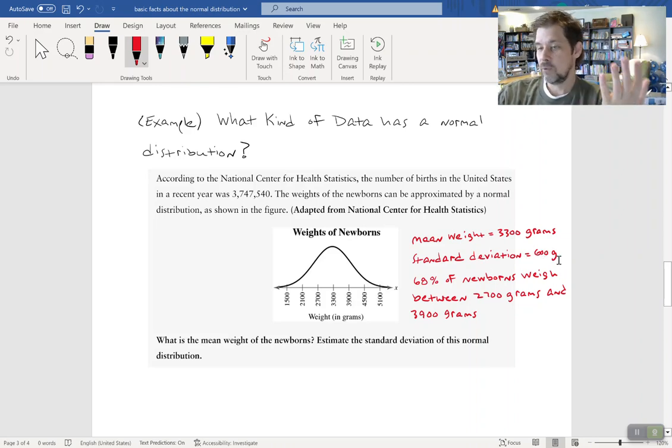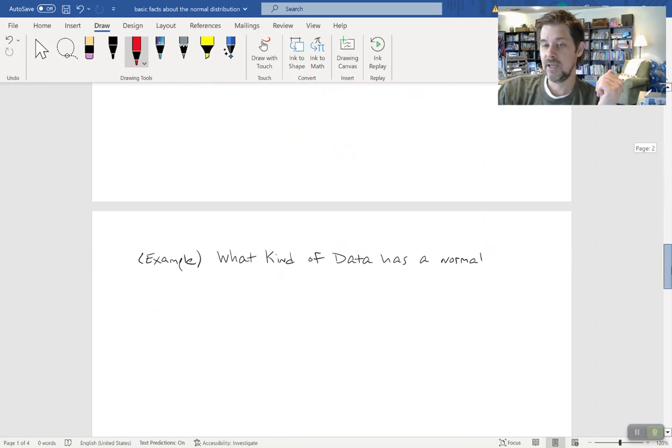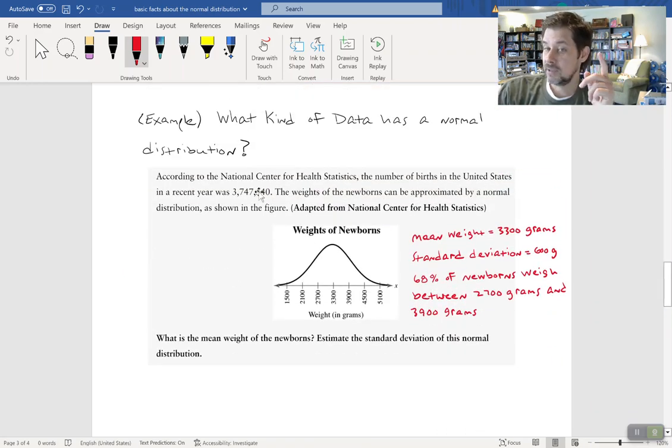Now, what other inference could we make about that? Well, there are these other percentages on the spread of the data. We could say 68% of the curve or the data is within 1 standard deviation of the mean, 95% within 2, 99.7% within 3. So I'll just take that first one, 68%. I could say 68% of the newborns weigh between, so what's one standard deviation down and up? 2,700 and 3,900. So that's an inference I can make from the curve. 68% of the newborns in the study weigh between 2,700 grams and 3,900 grams.